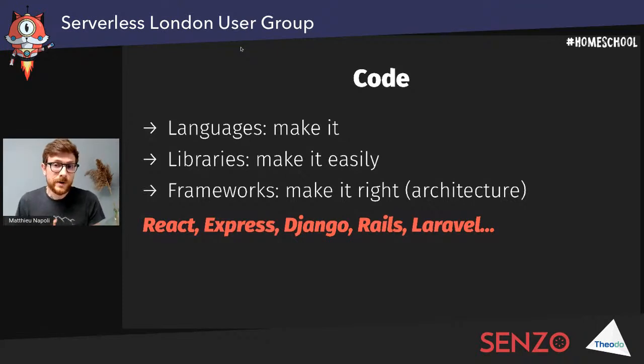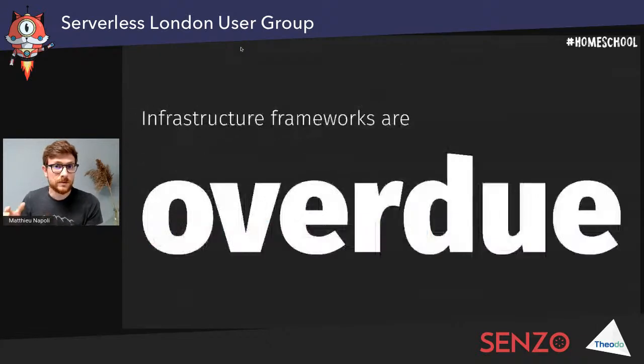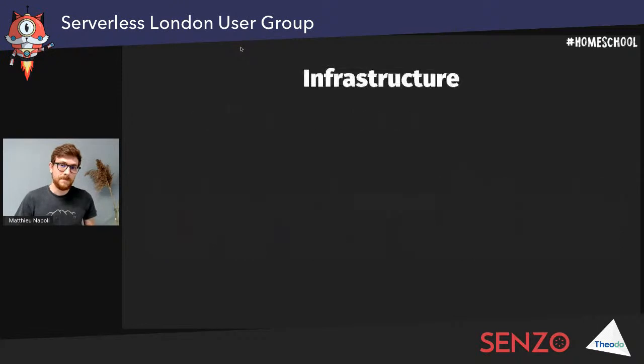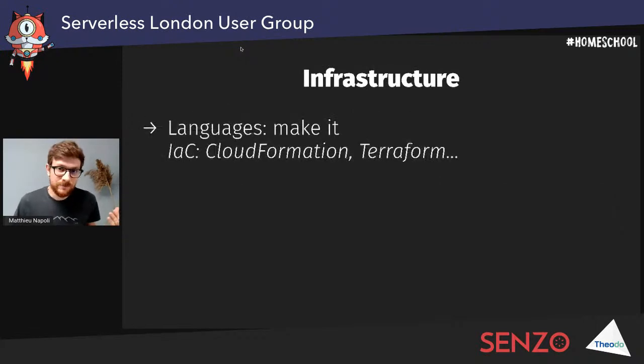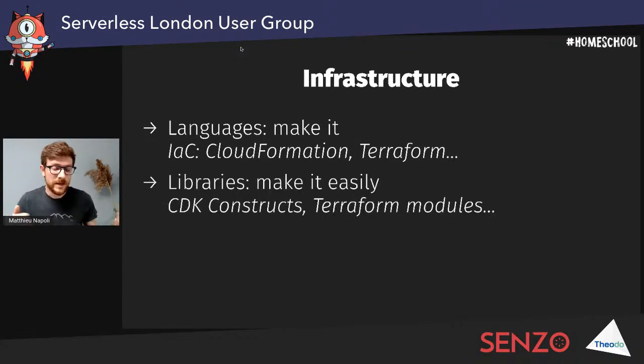But on the infrastructure side, I believe infrastructure frameworks are overdue. We need them. Yes, we have languages to make anything. We have infrastructure as code like CloudFormation, we have Terraform, and we have so many alternatives. We even start to get, and it's been actually a while, libraries or reusable pieces of infrastructure architecture like CDK constructs, Terraform modules, and so on.